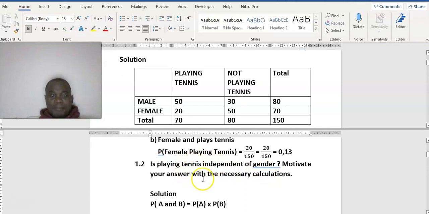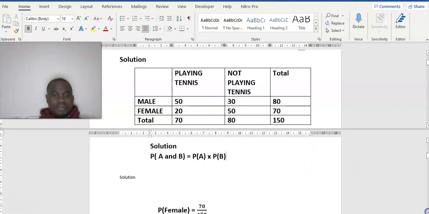So we need an event, what event? Those who play tennis, and also another event, gender, and the gender can either be male or female. Is that okay? So our A can be those who play tennis and our B can be those who play tennis and they are male, or those who play tennis and they are female.